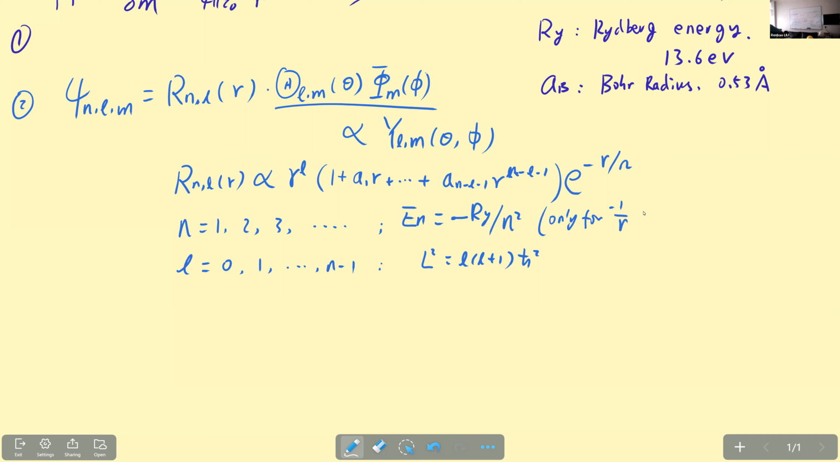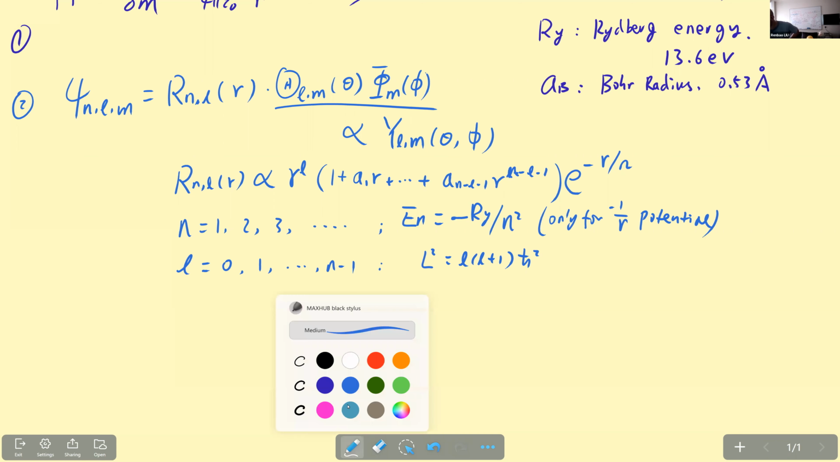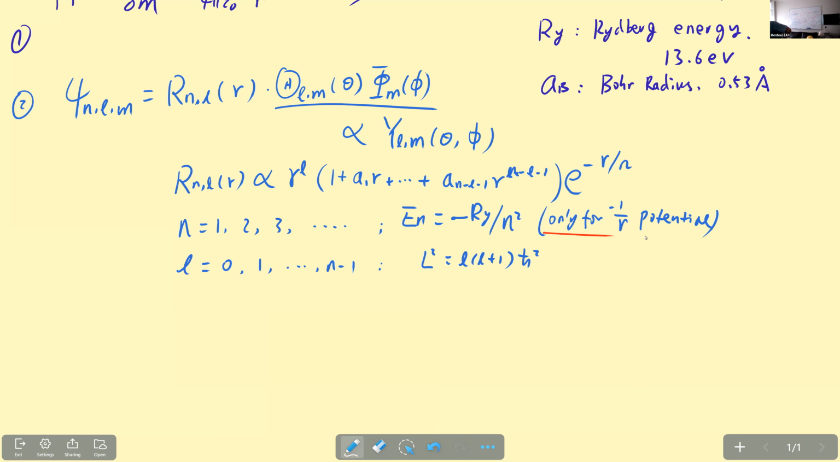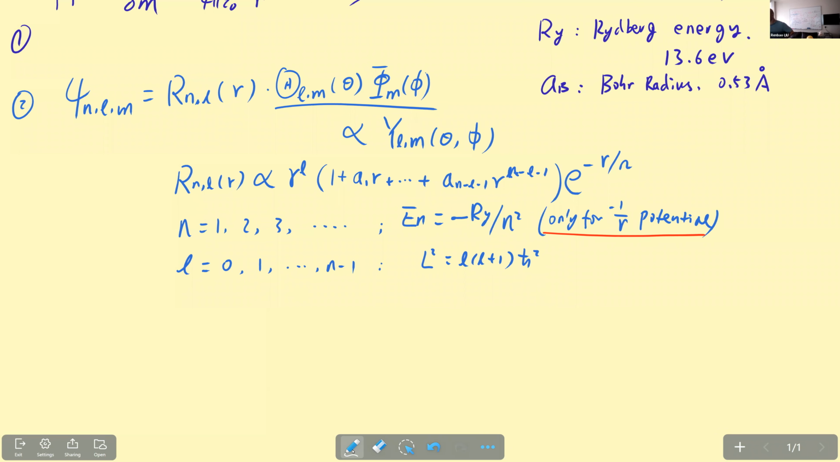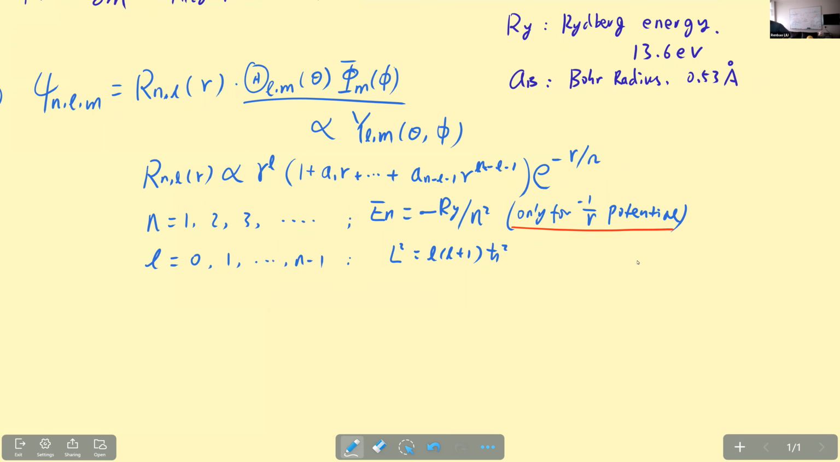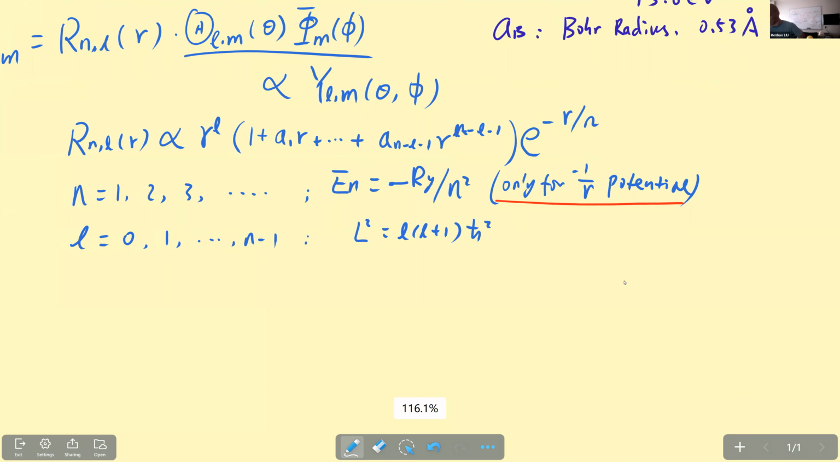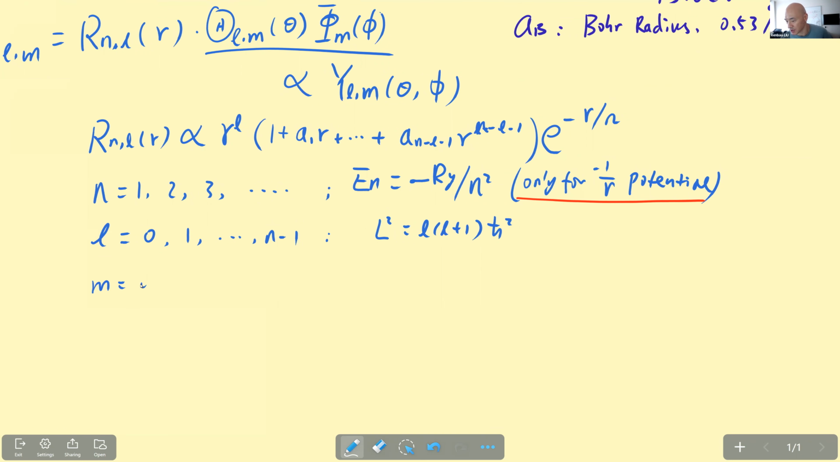This is only for the 1/R potential, so that's a special case. For a general central force problem, the energy should depend not only on the principal quantum number, but also on the angular quantum number. And then m equals 0, plus or minus 1, until plus or minus L. This is the quantum number for the Z component of the angular momentum, so L_z equals m times h bar.